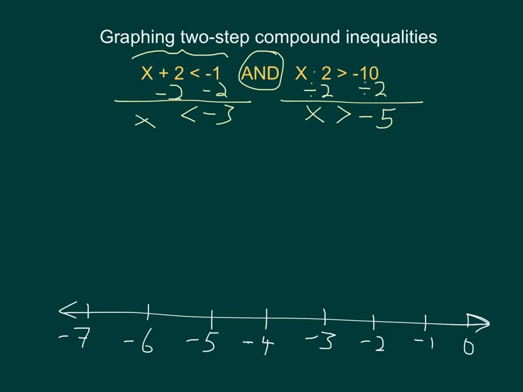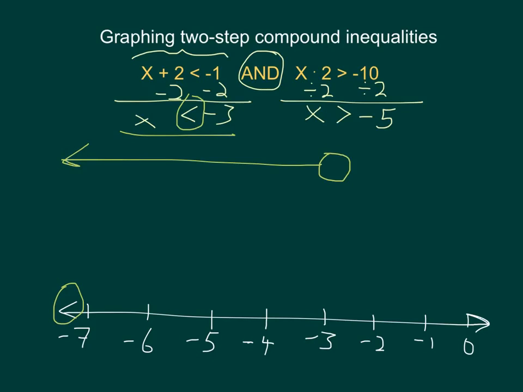So now we can graph each one individually. X is less than negative 3. There's no equal sign, so we know that this one is going to have an open circle. And that looks like the left-hand arrow over here. So we're going to draw a line this way.